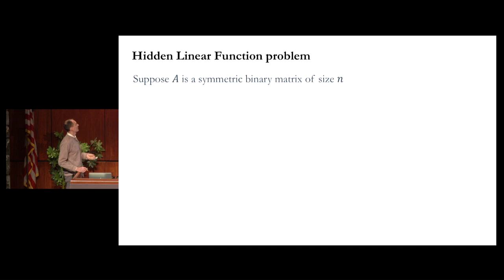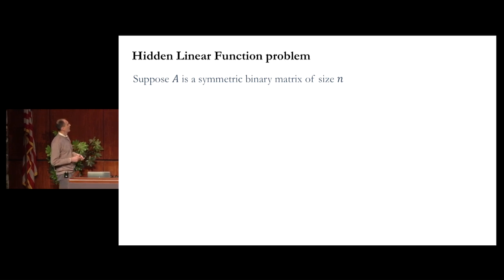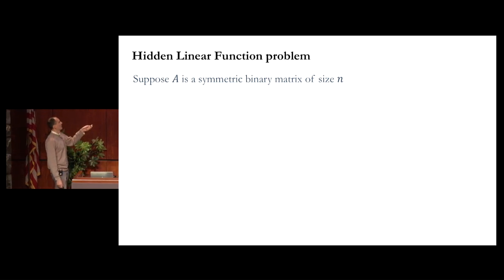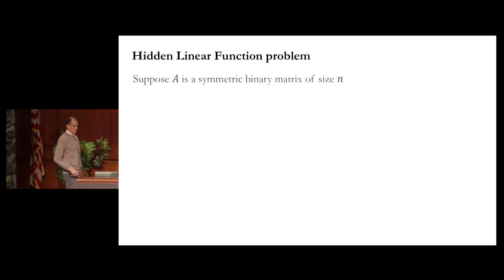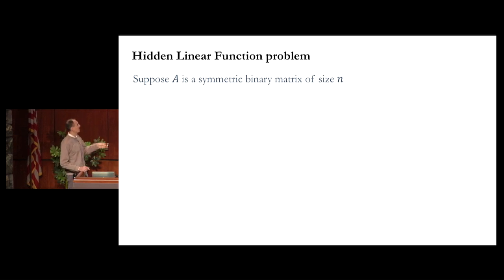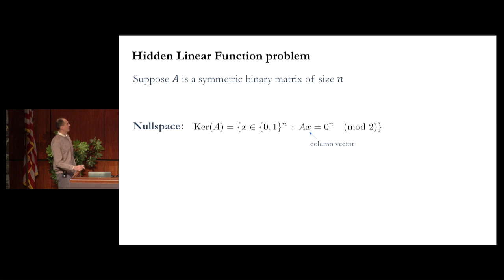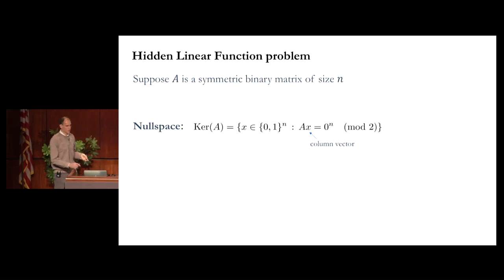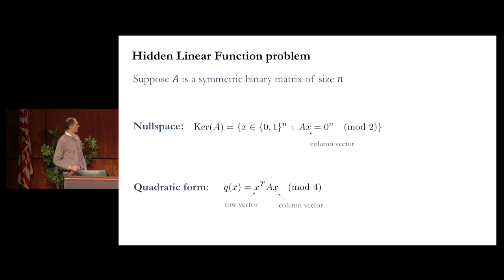Let me define what a hidden linear function problem is. Suppose we are given some binary matrix A, and it has to be symmetric. We can define several things. We can define a null space of this matrix, and this is a set of n-bit strings that are annihilated by this matrix modulo 2. So just the usual null space, but it's defined modulo 2.